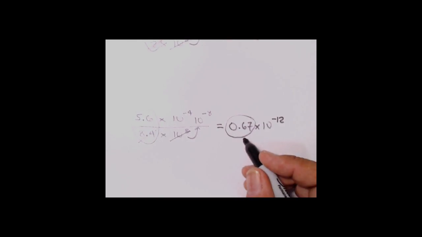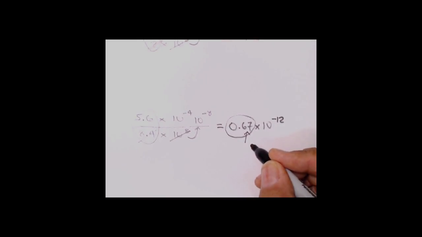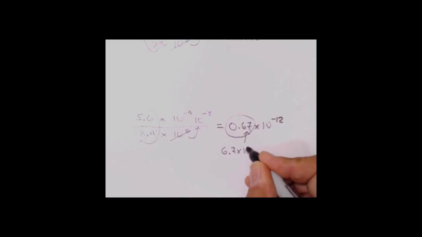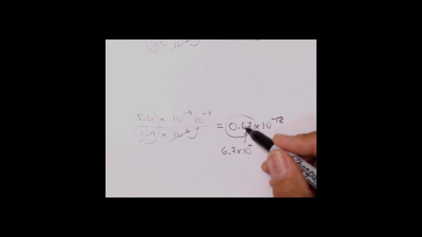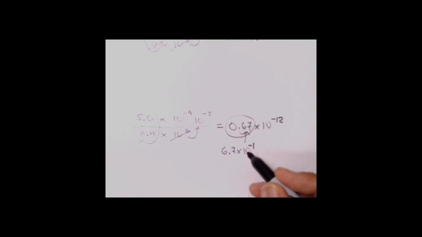So once again, work on this one on the side. Where we want the decimal point to end up is between the 6 and the 7. So we'll have 6.7 times 10. But now notice, this number's small compared to 1. So that means our exponent's going to be negative. And we had to jump it just one place. So 6.7 times 10 to the negative 1 gets us in the proper form.